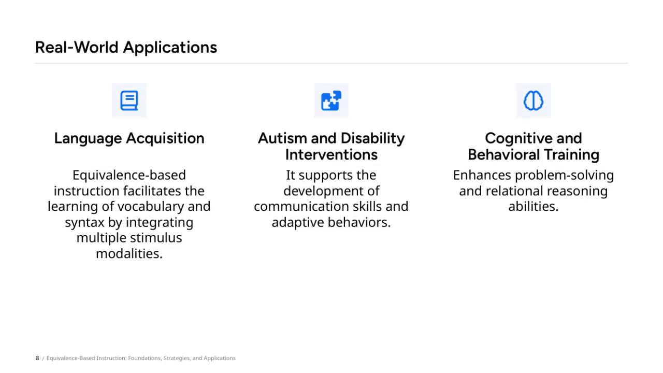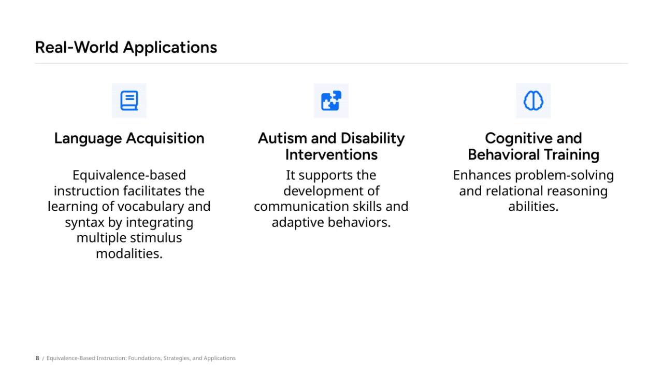Now, let's look at some real-world applications of equivalence-based instruction. First, in language acquisition, this approach helps learners pick up vocabulary and syntax more effectively by combining different types of stimuli, like words, pictures, and sounds. This integration really boosts understanding and retention.